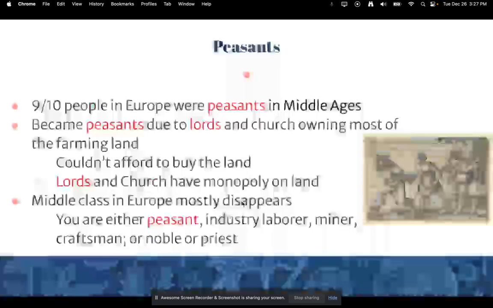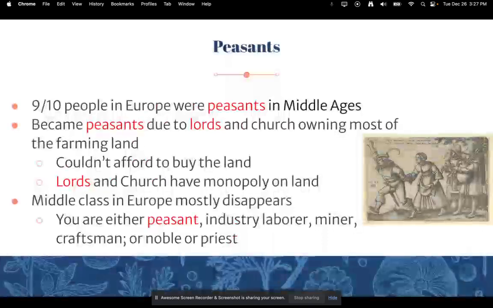All right, so 9 out of 10 people in Europe were peasants in the Middle Ages. So people became peasants due to the lords and church owning most of the farming land. So these everyday people, they couldn't afford to buy land because the lords and church had a monopoly on it. So the middle class in Europe pretty much just completely disappears. So if you were randomly born into medieval society, you'd either be a peasant, an industrial laborer, a miner, a craftsman, or if you're really, really lucky, you could be a noble or a priest.